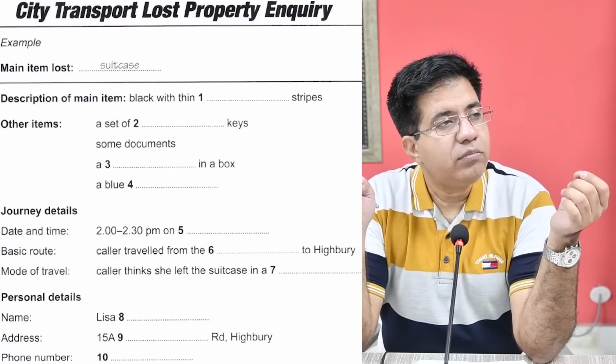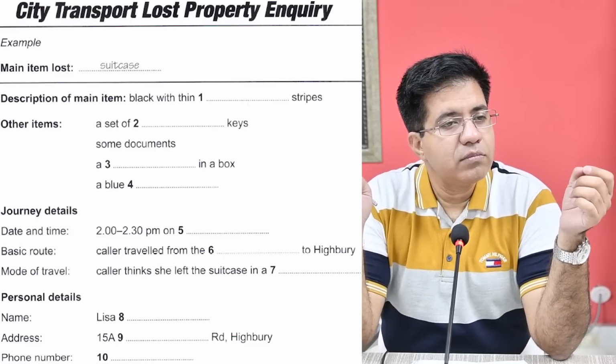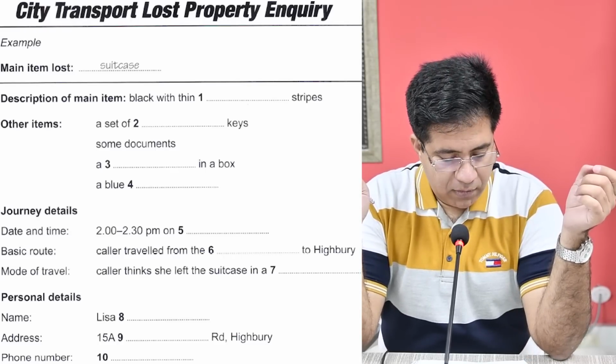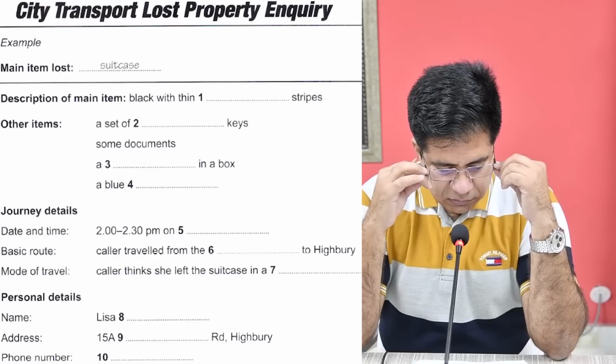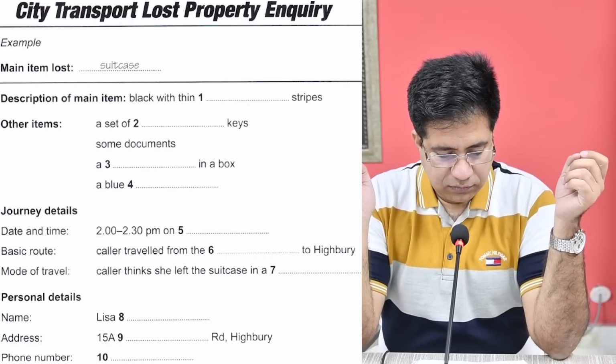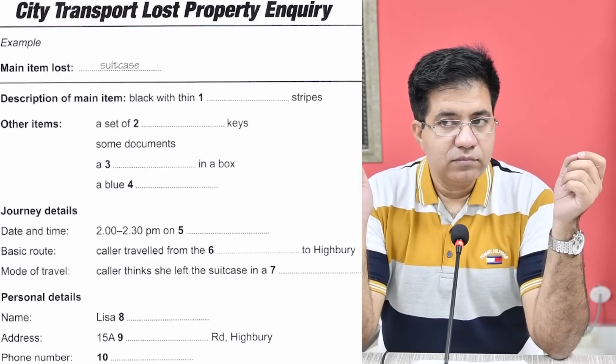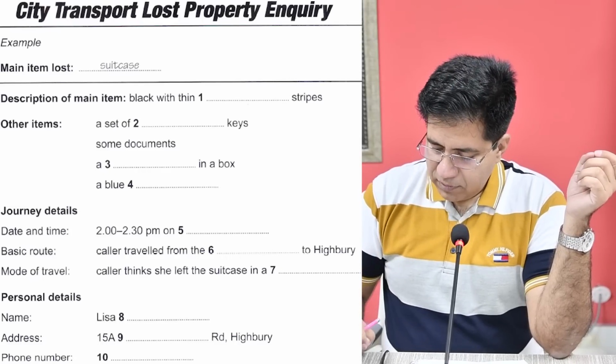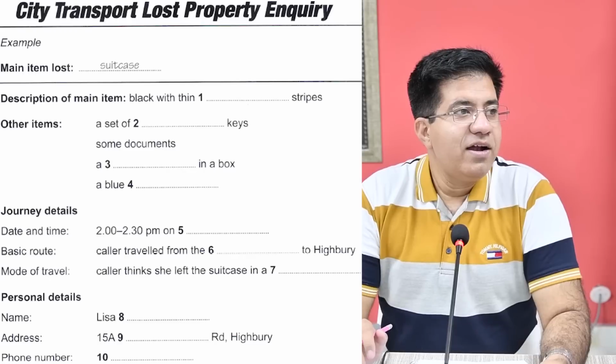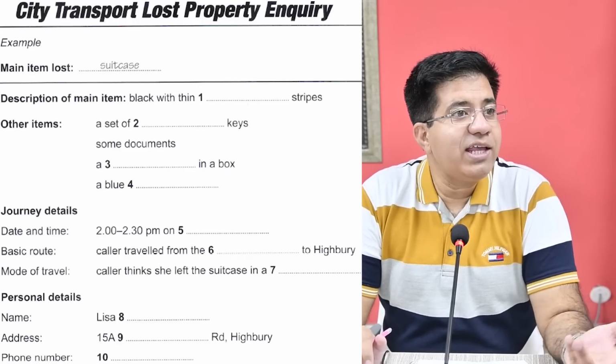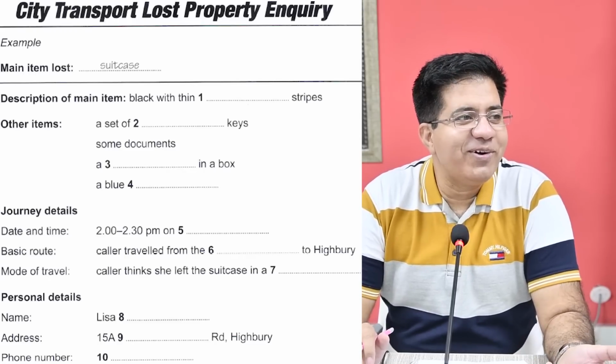And next, if I could have your address, the best address to send you the property if we manage to locate it. Sure. It's number 15A, River Road. And that's Highbury, as I said. All right, 15A, River Road.